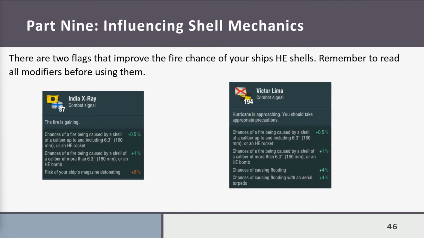Influencing shell mechanics. There are 2 flags that improve the fire chance of your ship's HE shells. Remember to read all the modifiers before using them. For example, India X-ray will increase your ability to detonate by 5%. So make sure you have Juliet Charlie on there, or yikes, that could be the end of the match for you if you hit the wrong way.